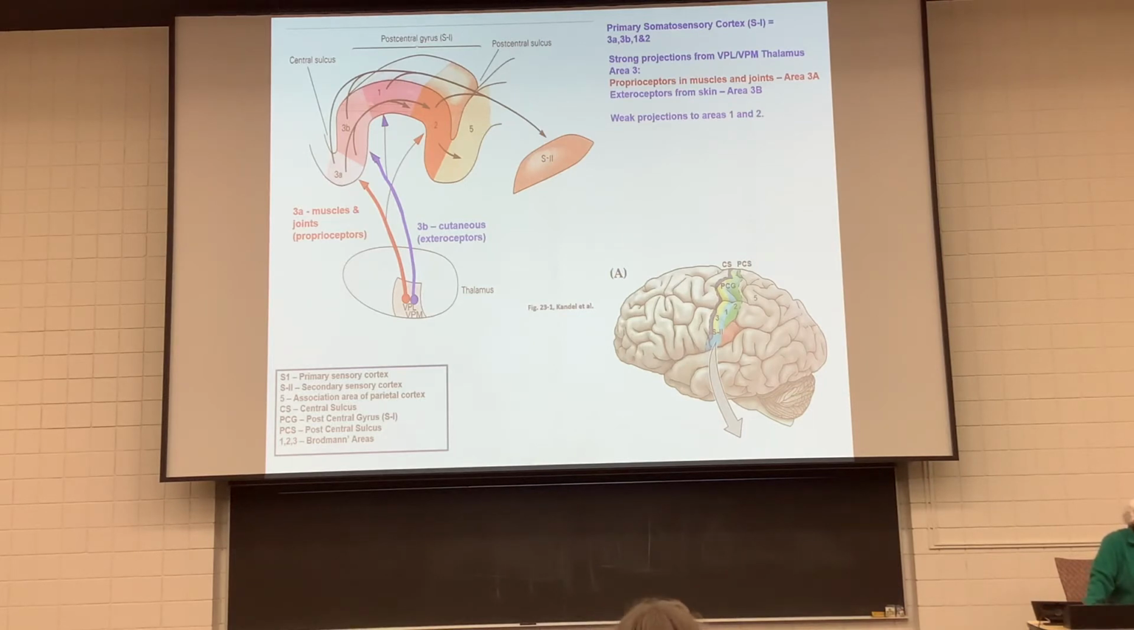The other thing to notice, let's look at this output from the thalamus. This is a very strong input to area 3. There are very few direct thalamic projections to area 1 or area 2. So the bulk of the thalamic input is going to that area of the somatosensory cortex that sits right adjacent to the central sulcus.